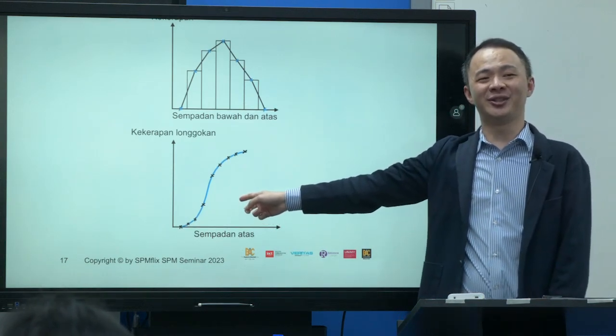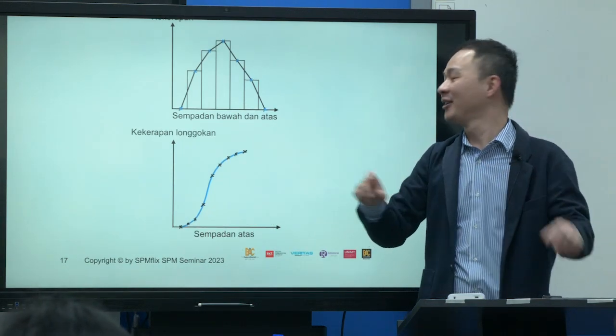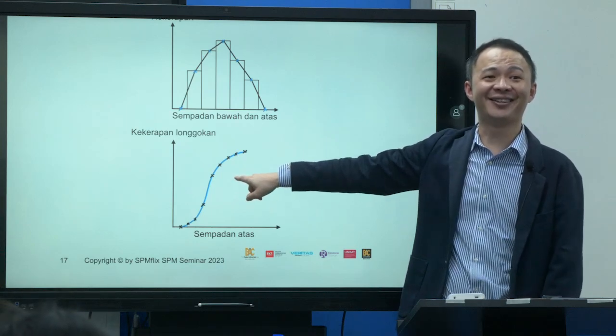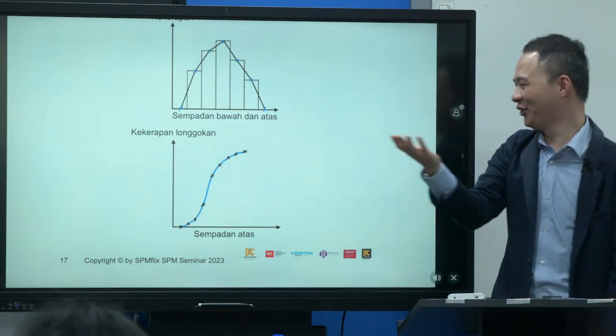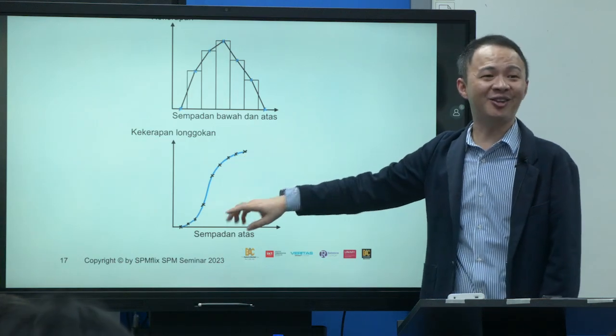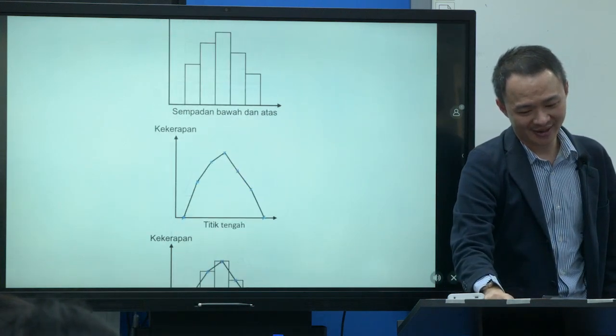This one cannot use a ruler, it is free hand. I believe some students can buy a curved ruler if you want to. Except this one, all other things must use the ruler. Okay?